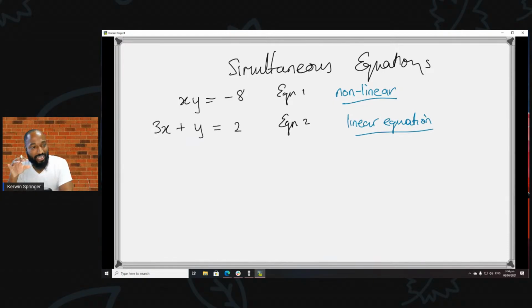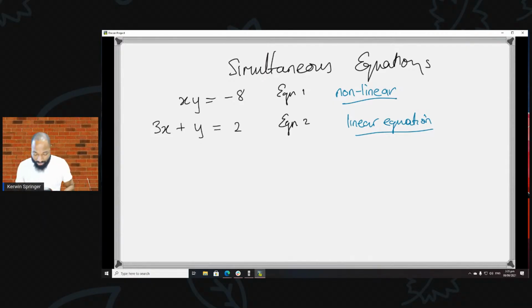But if you have a scenario, and this can come for CXE, and it comes for CXE more than 40% of the time, especially in Section 2. How do you solve it? You want to use substitution. Write this down: substitute the linear into the non-linear.